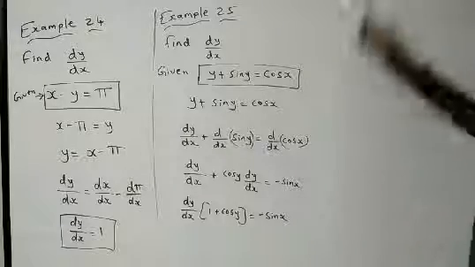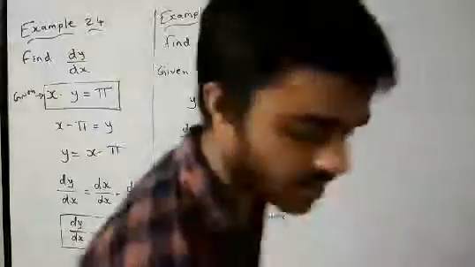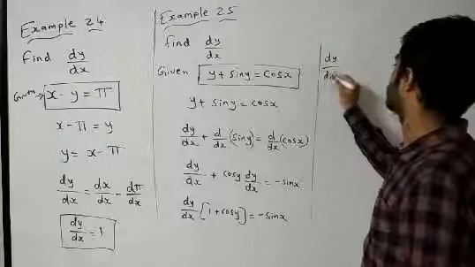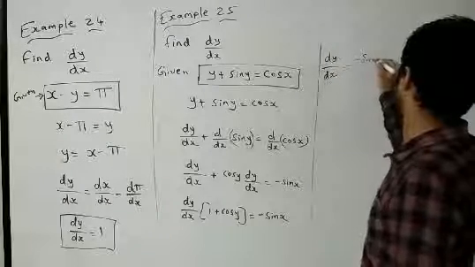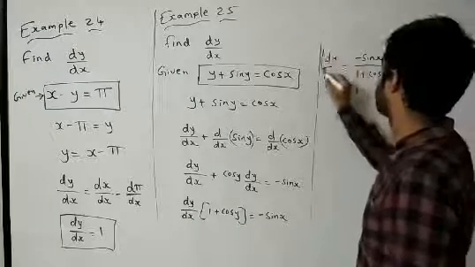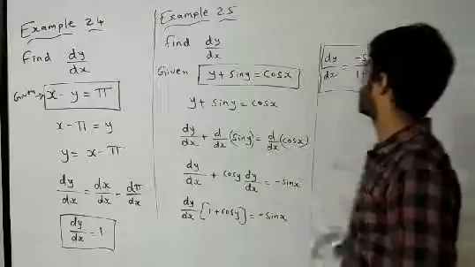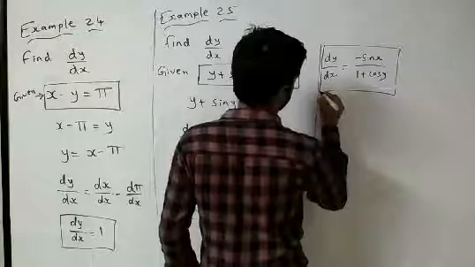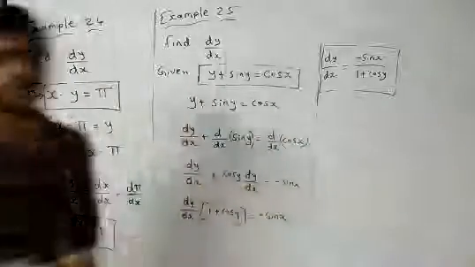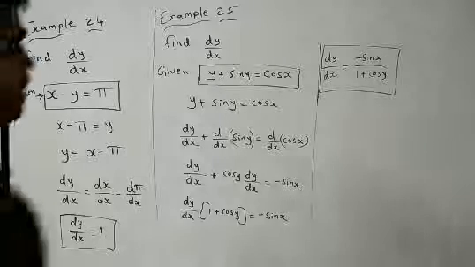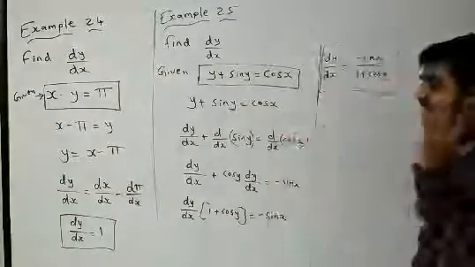Still, one step remains in this answer. dy by dx is equal to minus sin x upon 1 plus cos y. That's it. We have got our answer. So try to keep in mind whatever questions we have done and how we have done them. In this video you will be able to understand everything that we have done.